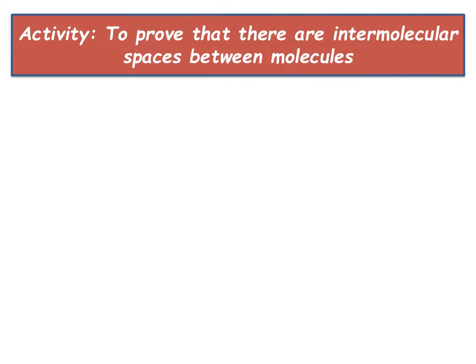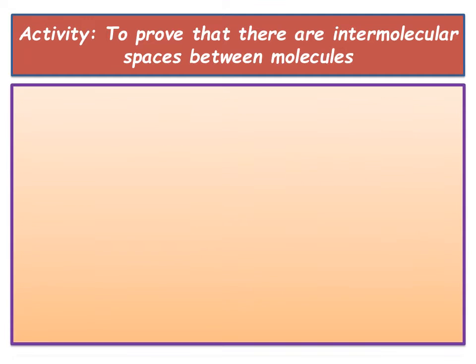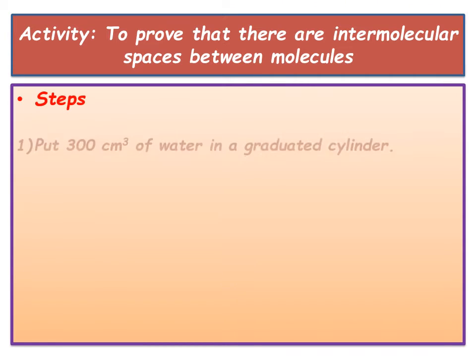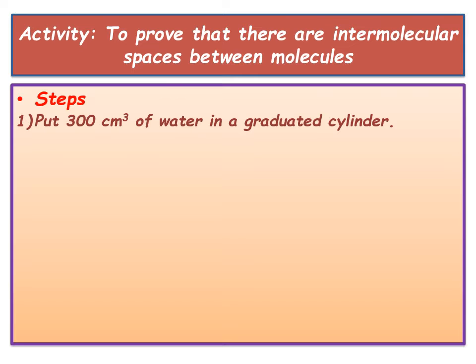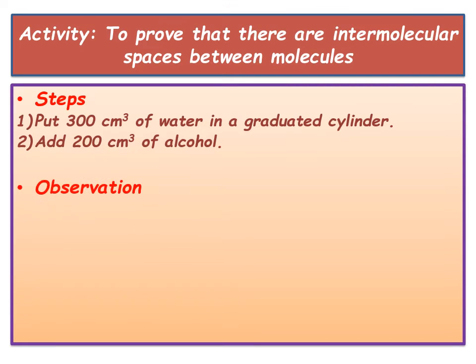Let's do another activity to prove that there are intermolecular spaces between molecules. This is property number 2, intermolecular spaces. What is meant by intermolecular spaces? Spaces between molecules are called intermolecular spaces. Step number 1, put 300 cubic centimeters of water in a graduated cylinder. Then add 200 cubic centimeters of alcohol.